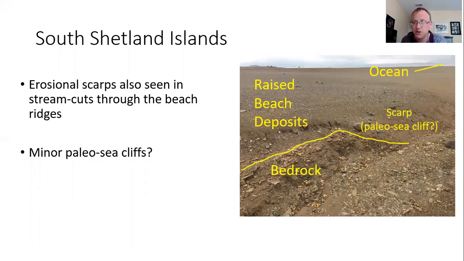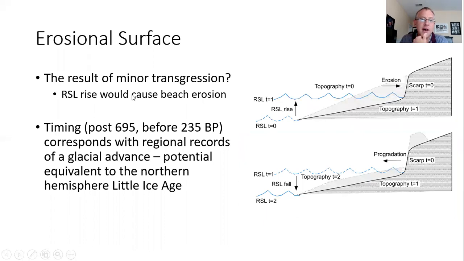So what's causing these erosional surfaces or the development of these scarps? Well, what we think is happening is this is the result of minor transgressions. During the overall RSL fall, we get this sort of offlapping succession of beach ridges that form. But then when sea level starts to rise again, we erode back through those earlier deposited beach ridges, hence the hiatus in beach ridge formation. Then when the transgression is over and RSL continues to fall, we then get renewed progradation and burial of that scarp.